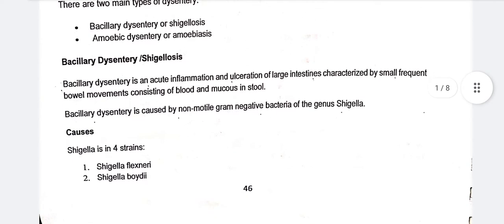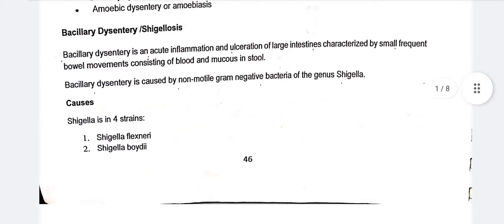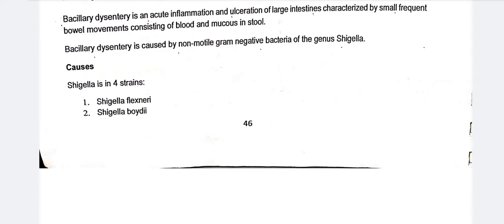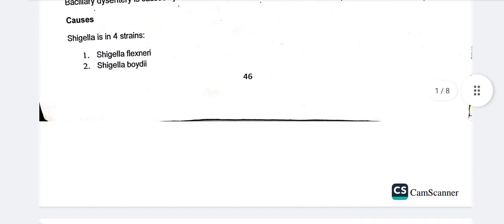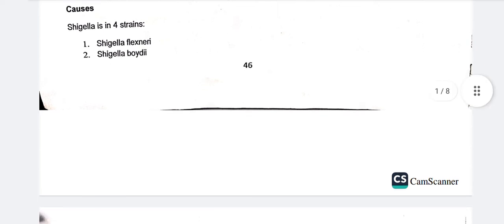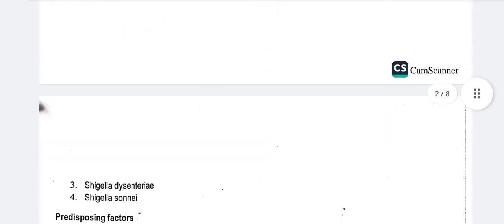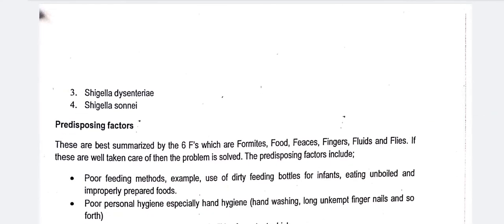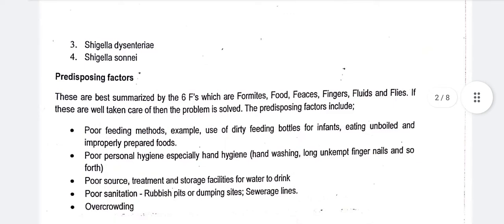So we are beginning with the one that is caused by a bacteria, which is bacillary dysentery, or also known as what? Shigellosis. So what causes this? The causes usually are 4 strains of bacteria. The first one is Shigella flexneri. The second one is Shigella boydii. The third one is Shigella dysenteriae. The fourth one is Shigella sonnei.